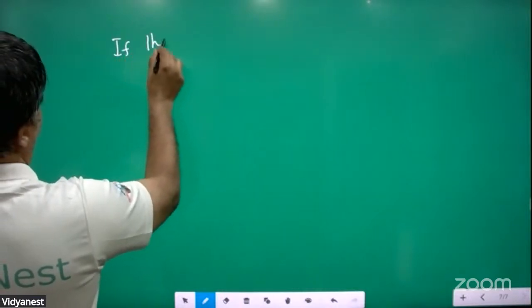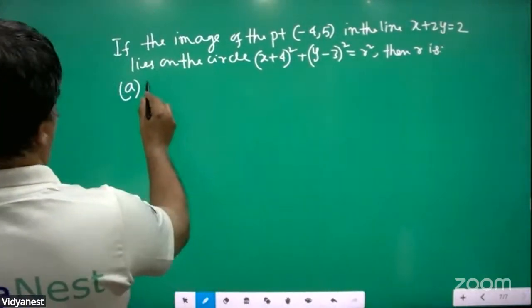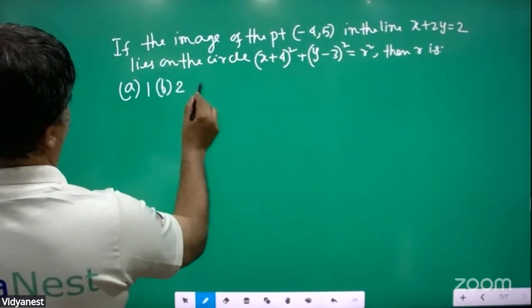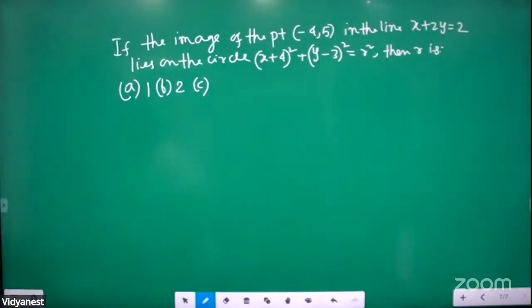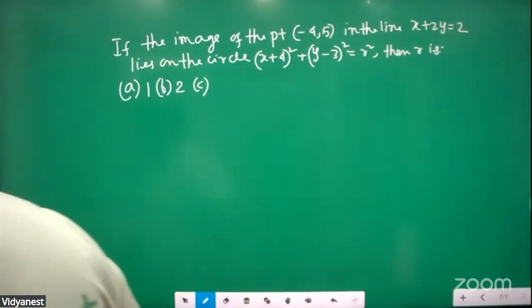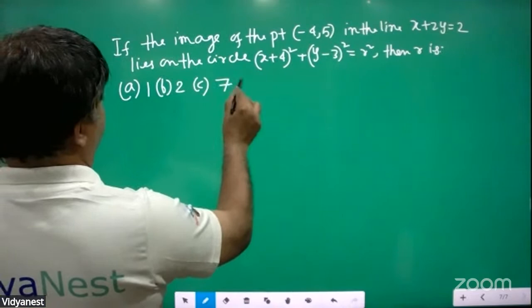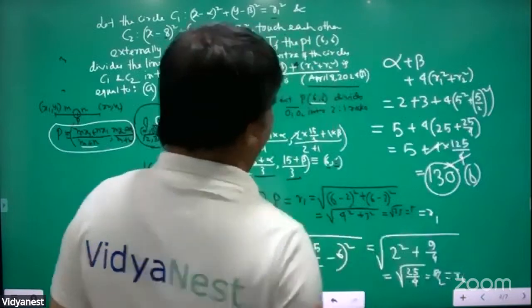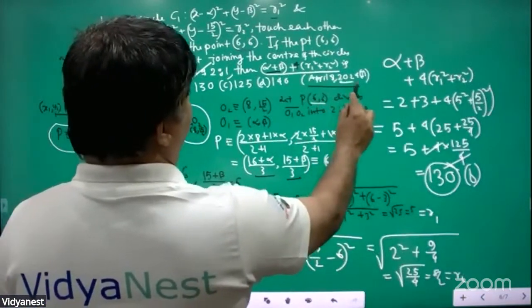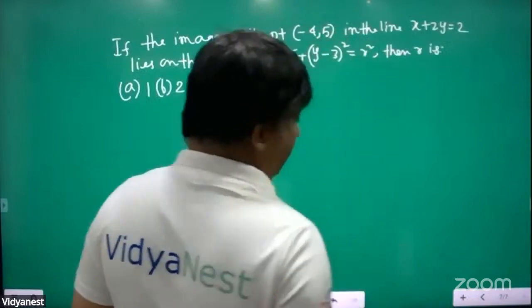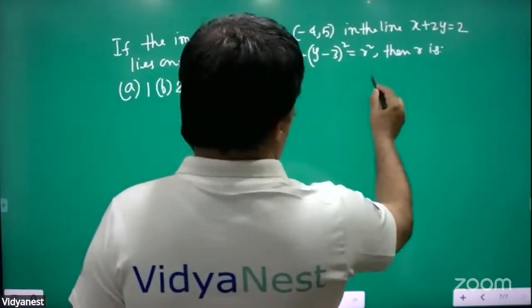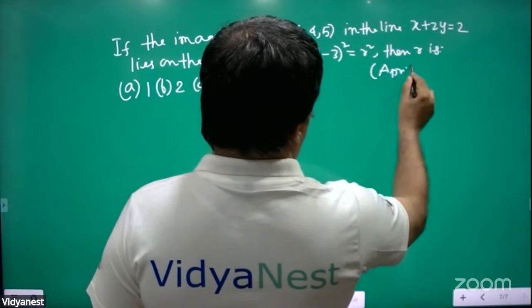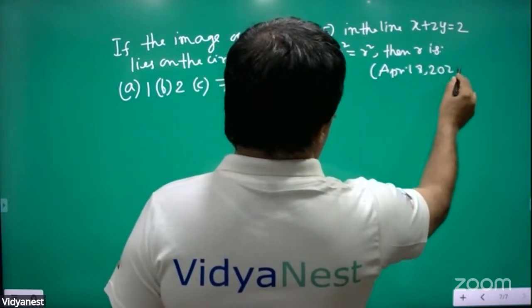If the... option B, 1; option C, 2; $75. How funny. Option D, 3. The previous sum, April 8, 2024, first sem, that is April 8, 2024, second sem.